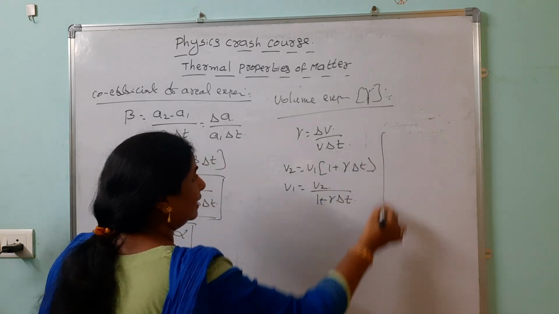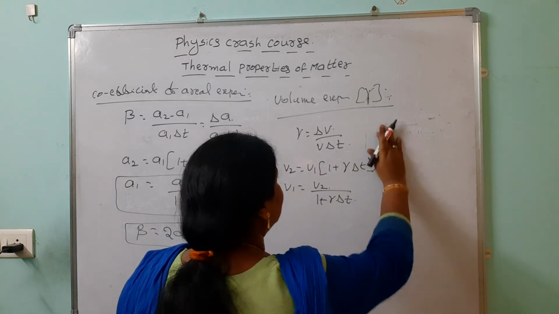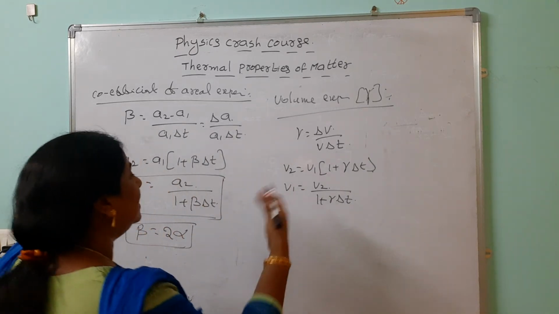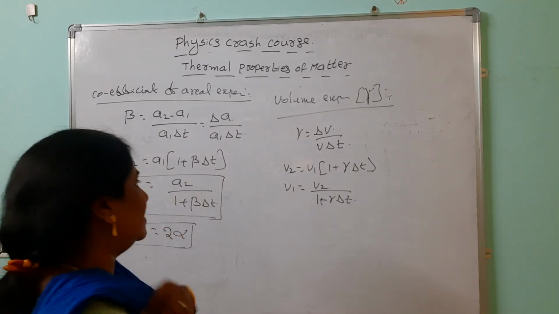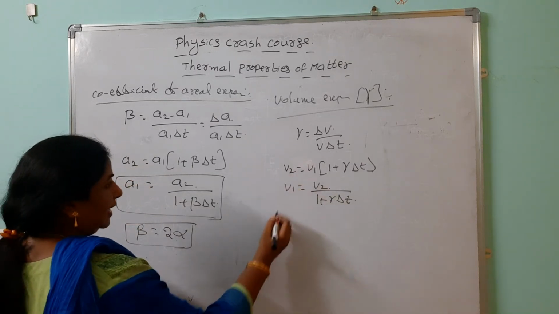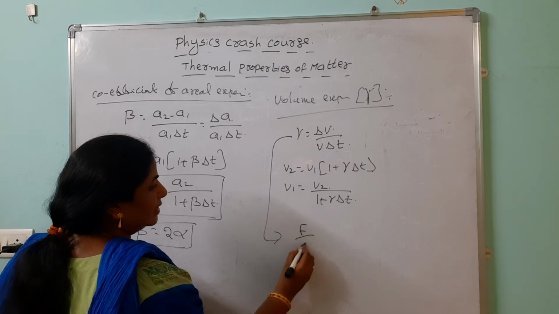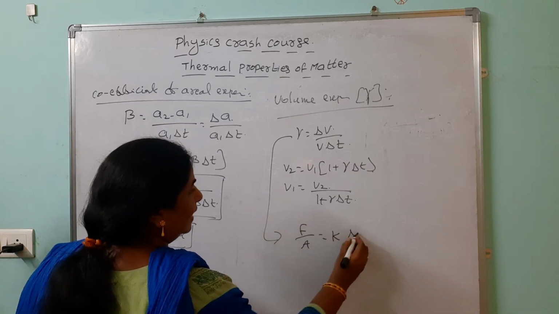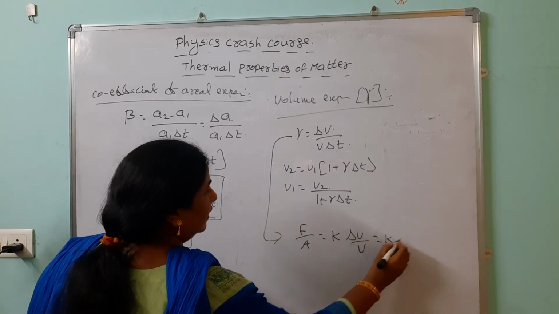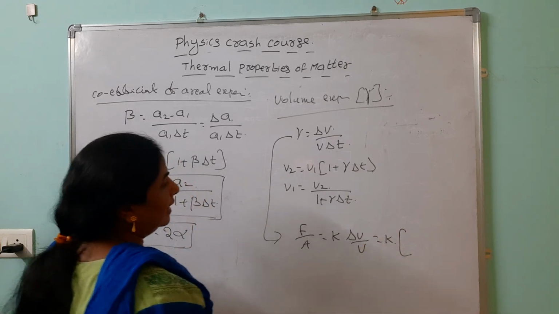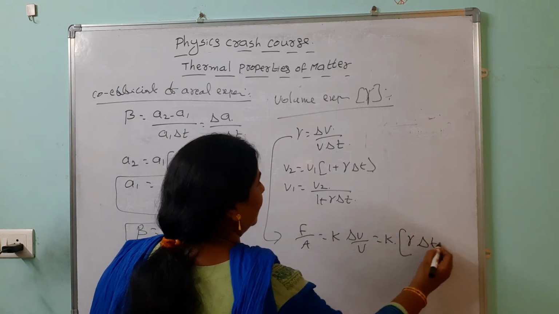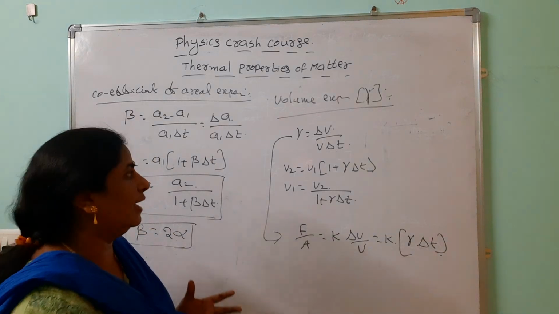And you know that generally in the case of liquids, volume is inversely proportional to density. In terms of density also you can express this. But anyway, you can express this in terms of bulk modulus also. You know that stress equals K into delta V by V. Instead of delta V by V, what are we taking? Gamma into change in temperature. So like that we can find it out.